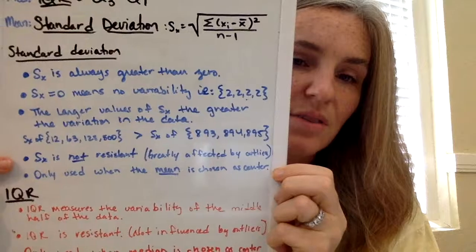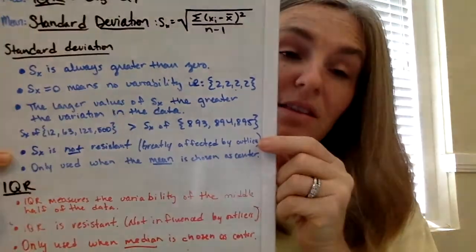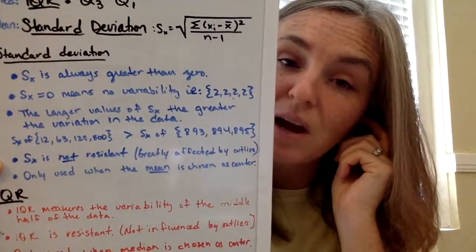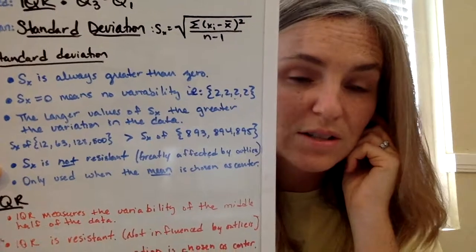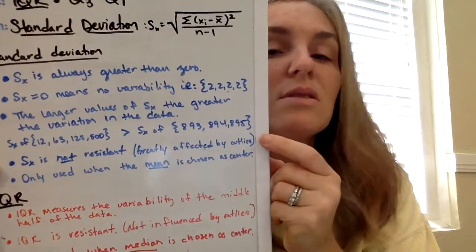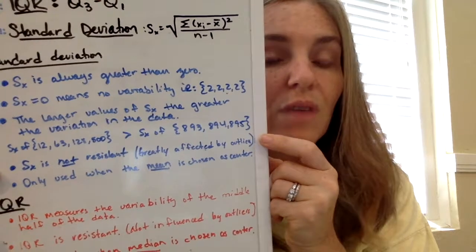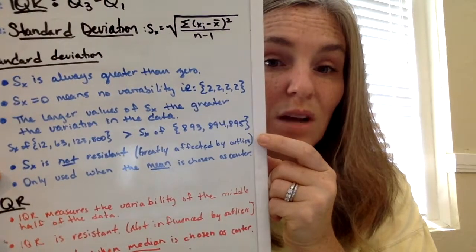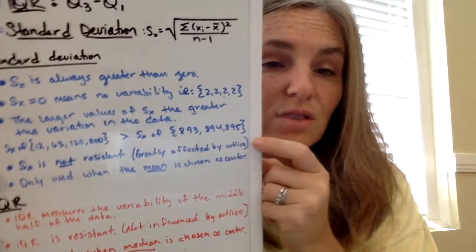Standard deviation is not resistant. Remember we talked about the fact that standard deviation is greatly affected by outliers. So if we have major outliers in the data, we don't really want to use standard deviation, or we have to remove the outlier and then also say we removed an outlier. So that's a conversation for later.